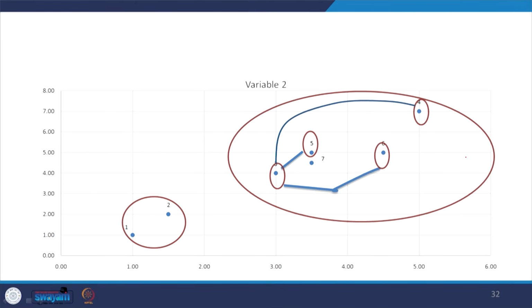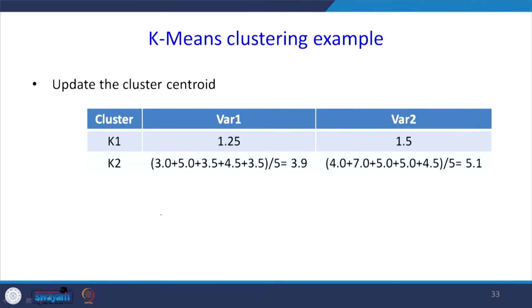So, now we have assigned all the points. This is one cluster. What are the points in this cluster? This is 3, 5, 7, 6, 4. In the other cluster, it is 1 and 2. After that, again we will find the centroid of cluster 2. There are 5 data points, so add all the values and divide by 5: it is 3.9. Again, add all the values and divide by 5: it is 5.1. Now there are 2 clusters. The centroid of cluster 1 is (1.25, 1.5), and the centroid of cluster 2 is (3.9, 5.1).